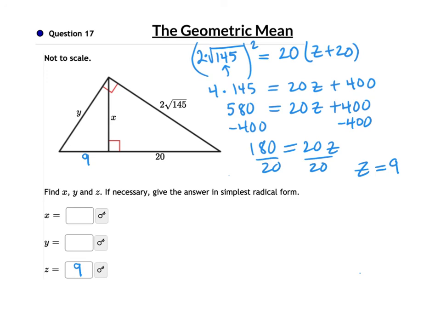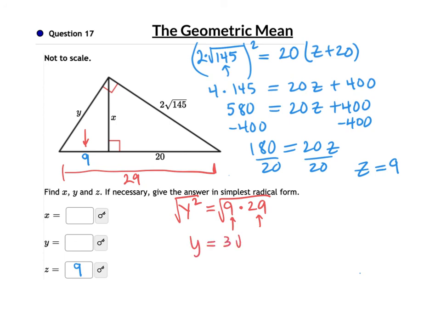Let's find y. The leg squared, y squared, equals the piece on its side, 9, times the whole hypotenuse, which we now know is 29. And I'm going to leave it just like this, because 29 is prime and 9 is a perfect square. Square root of 9 is 3. 3 root 29 is what y is.